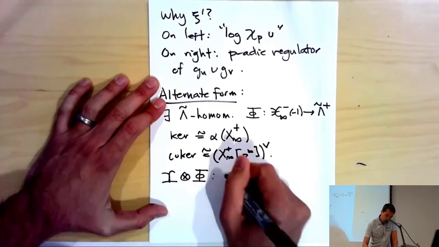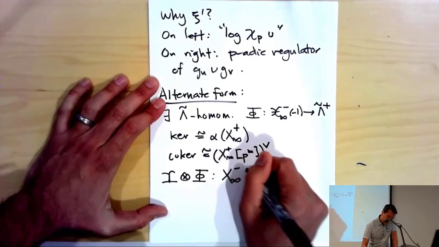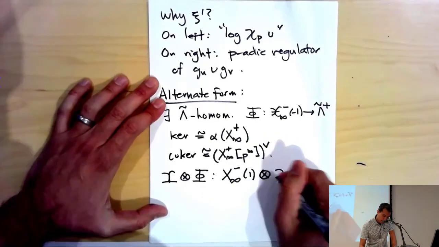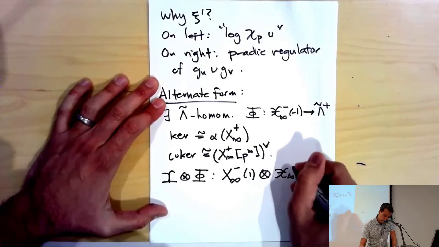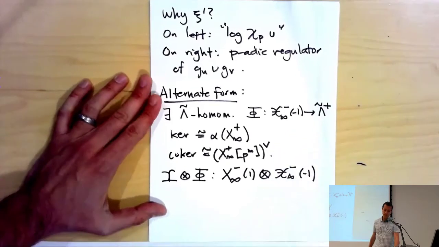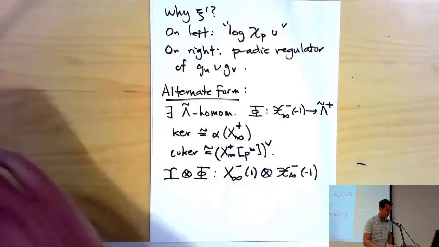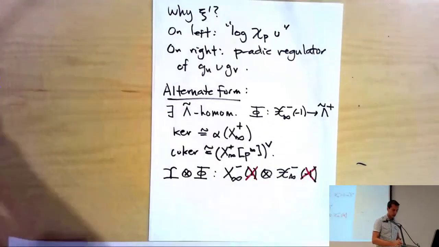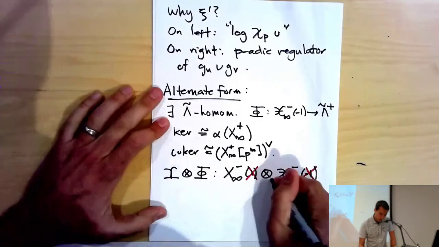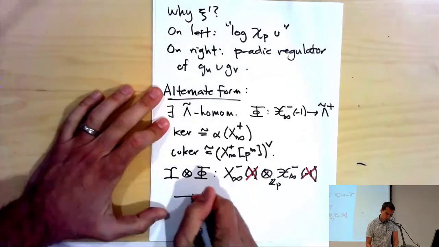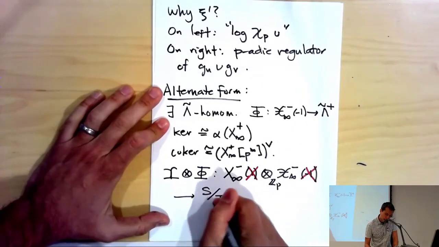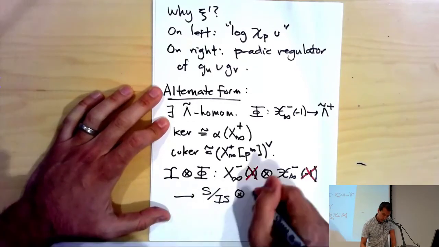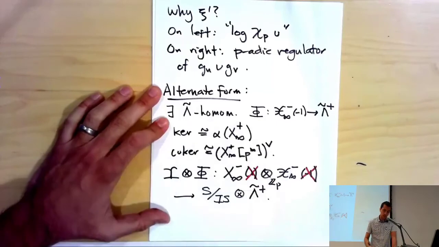So what does upsilon do? Upsilon starts as a map on x infinity minus 1, and this thing starts as a map on x infinity minus 1. So I can make the 1's cancel. Right, the 1's cancel. And what do these things go to? This first one goes to S mod IS, and the second one goes to lambda tilde plus. Okay, so we'll need that.